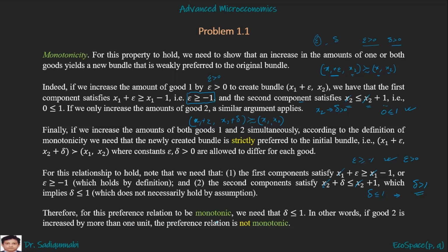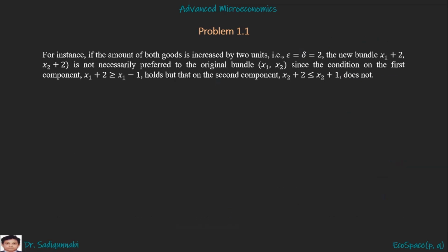So this is our condition. Our preference relation is monotonic, but one condition is there: delta should be less than or equal to 1. If delta is more than 1, then this preference relation is not monotonic. Okay, so let's see an example.